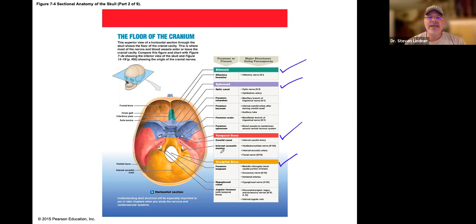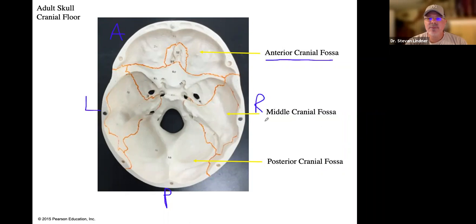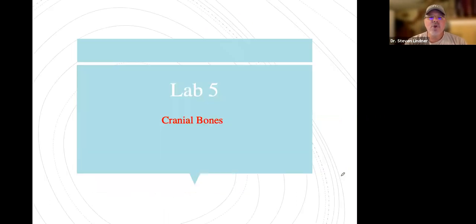So I'm going to show you these landmarks on a larger scale. When we take the top of the skull and we remove it, this is looking down on the skull. This is anterior, and back here is posterior. This is the individual's left, and this is the individual's right. So we have an anterior cranial fossa, we have a middle cranial fossa, and we have a posterior cranial fossa. Those are the three main divisions.